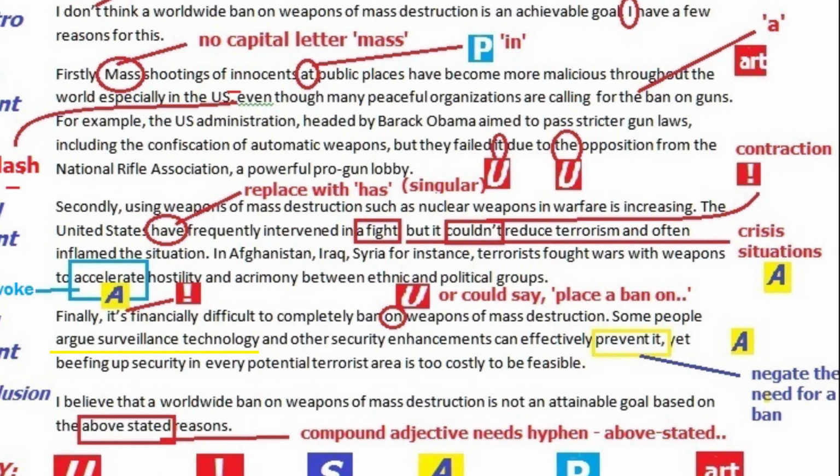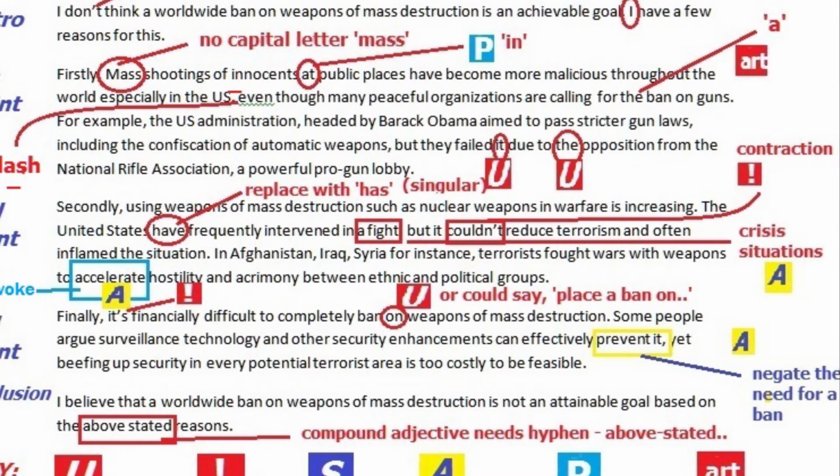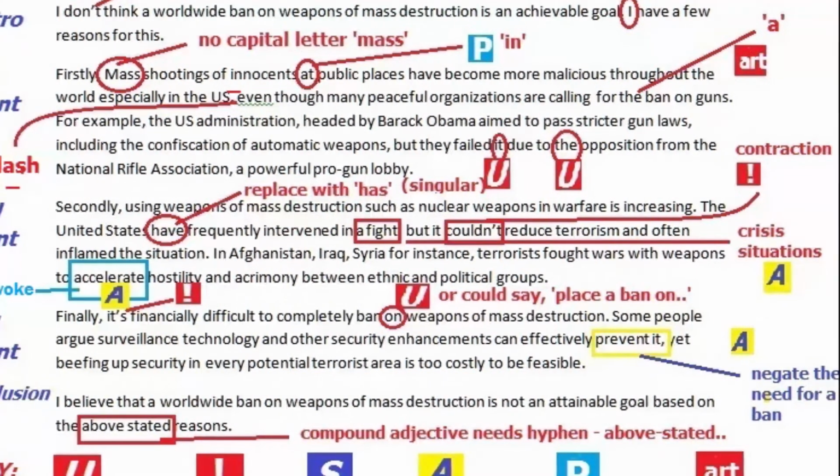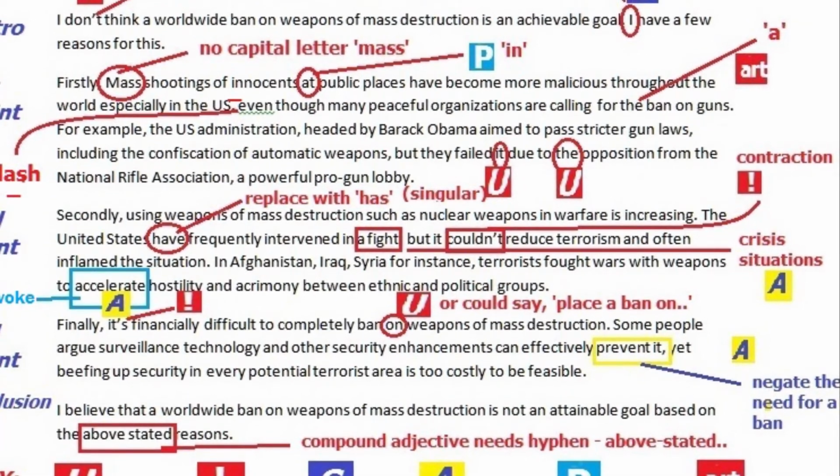Some people argue surveillance technology and other security enhancements can effectively prevent it. Yet beefing up security in every potential terrorist area is too costly to be feasible. Again, a possible alternative, instead of prevent it, negate the need for a ban.